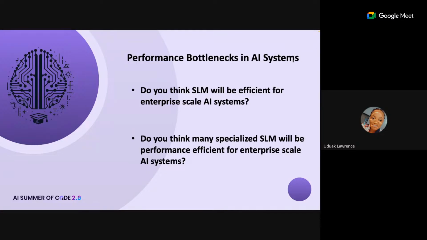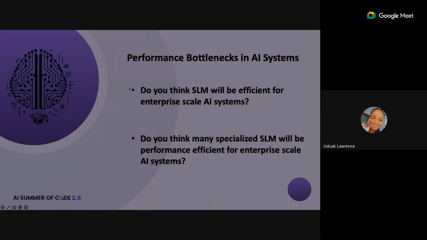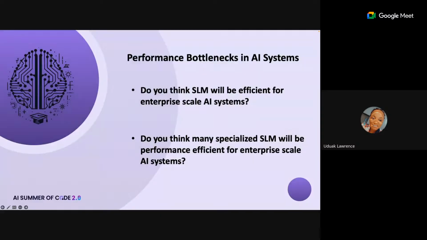Then for the second one, do I think many specialized models are better? Yes, I go with it. The small models have their own different tasks, their own different jobs they are doing, with low latency and lower cost. Since they are small models, they tend to perform better. They are just doing individual tasks, despite the fact that it's an enterprise scale system. You just give them individual tasks to run, and they are faster at this point.